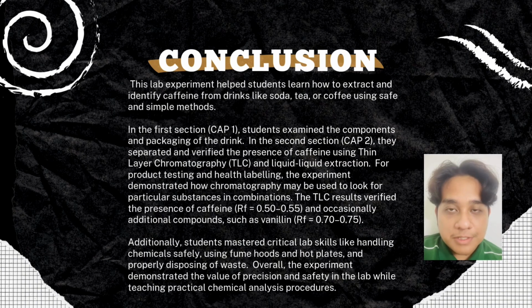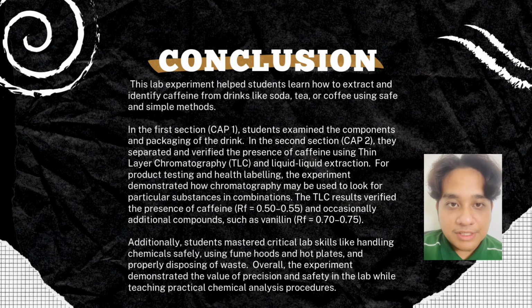For the conclusion, this lab experiment helps students learn how to extract and identify caffeine from drinks like soda, tea or coffee using a safe and simple method. In the first section, students examine the components and packaging of the drink. In the second section, they separated and verified the presence of caffeine using thin layer chromatography, TLC, and liquid extraction. For product testing and health labeling, the experiment demonstrated how chromatography may be used to look for particular substances in a combination. The TLC results verify the presence of caffeine, RF equals 0.50 to 0.55, and occasionally additional compounds such as vanillin, RF equals 0.70 to 0.75.